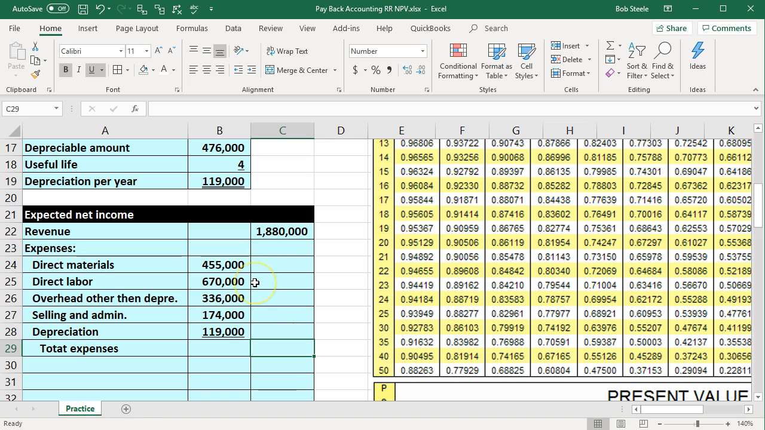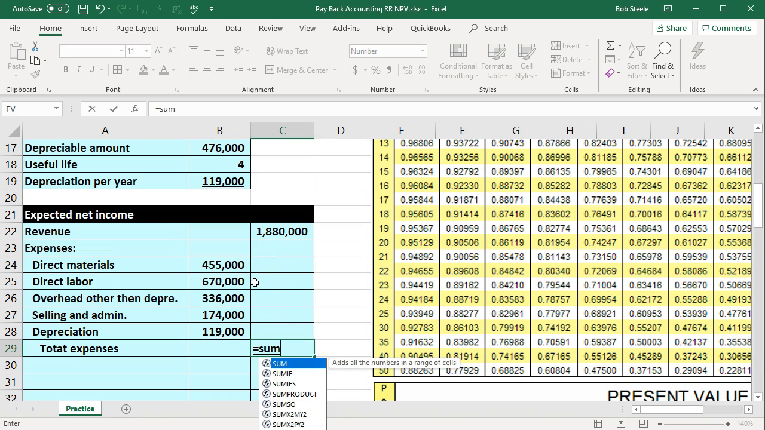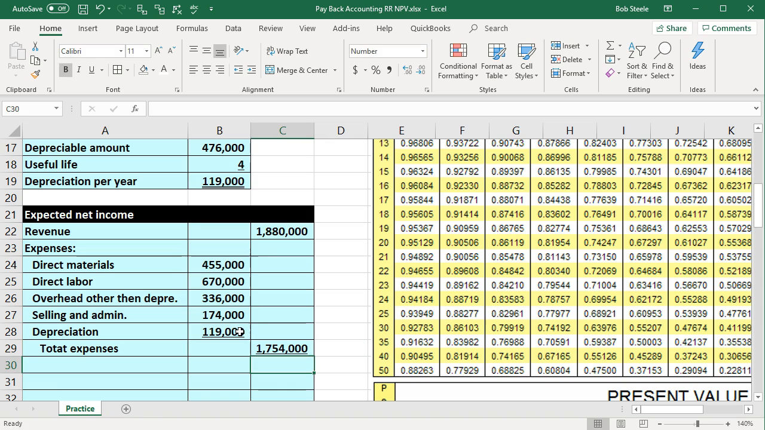I'm only summing up the expense column here, so we're going to say equals the SUM of the 454, 455, the 670, and so on and so forth. Adding those up gives us the $1,754,000. And then we can get the income before taxes. So the income per year before taxes is going to be the revenue minus the expenses. Of course, outer column numbers is going to be equal to the 1,880,000 minus the 1,754,000 for the 126. Then we're going to calculate the income tax with the rate given.